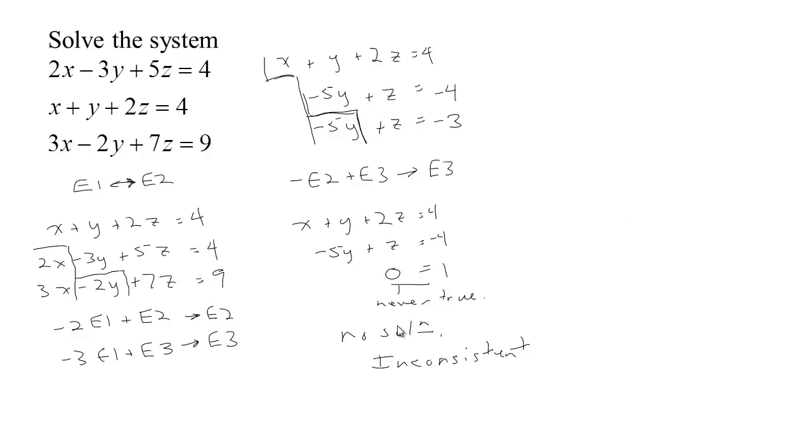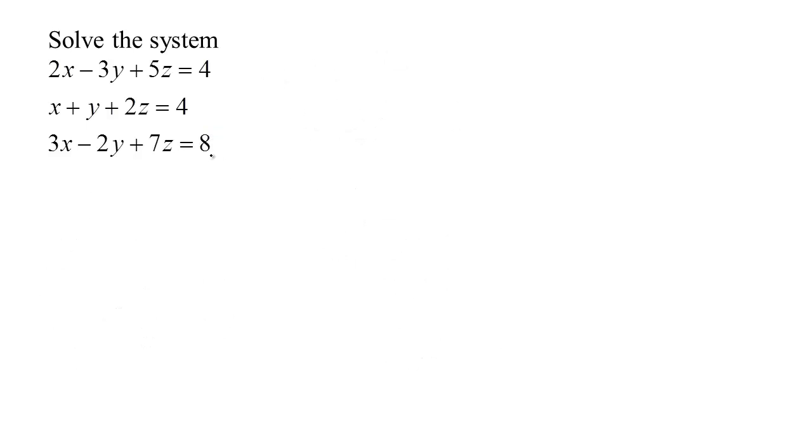In this case, the system was inconsistent. You could think geometrically it's because I have three planes that don't cross ever. So those three planes never meet. If I change the system just slightly, so if I change this 9 right here to an 8, the system becomes consistent. It has a solution, but now it actually has infinitely many solutions.